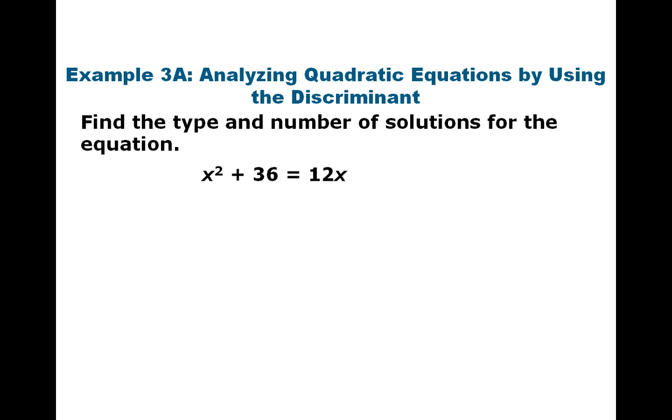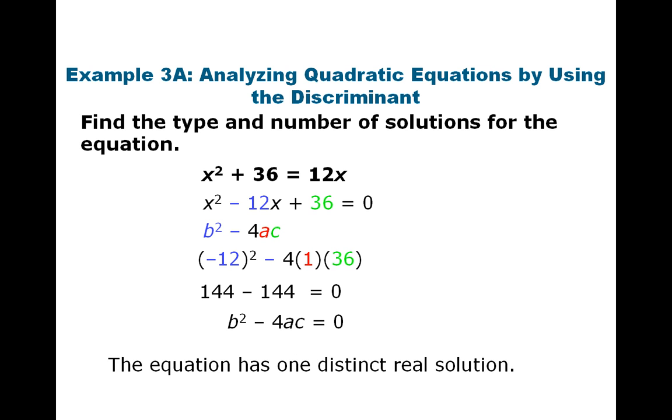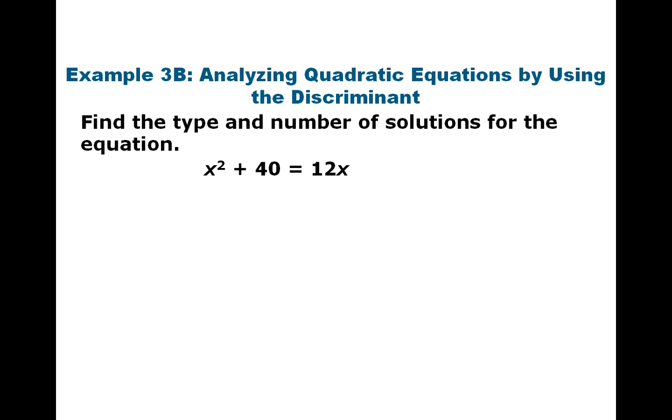So let's look at this one. Find the type and number of solutions for the equation x squared plus 36 equals 12x. So first we need to put that into standard form. So you have x squared minus 12x plus 36 equals 0. So b squared minus 4ac is negative 12 squared minus 4 times 1 times 36. So here the discriminant b squared minus 4ac is equal to 0. Therefore, this equation has one distinct real solution, so we'll have one real solution.